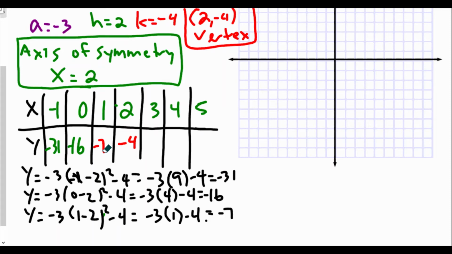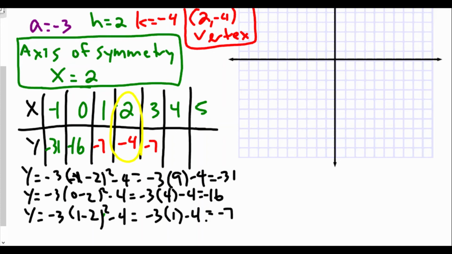Okay? Again, negative 1 squared is positive 1 times neg 3 is neg 3, minus 4 is neg 7. And we're using the vertex form we have. So now the nice thing we know is that with the axis of symmetry, or the vertex in this case, all the y values are going to be symmetrical. So if the number one space to the left of the vertex is neg 7, the one number to the right of it will have the same y value, so neg 7 here.